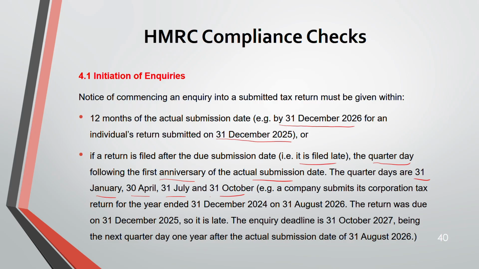Let's say a company is submitting its corporation tax for the year ended 31st December 2024 on 31st August 2026. What happened? If you see, the 31st December 2024 return was due on 31st December 2025, but he's submitting on 31st August 2026. That means it's late. So because it is late, this inquiry deadline is by 31st October 2027. You have to take the quarter days. What is the quarter days? That means after August. See, quarter day following the first anniversary of the actual submission date.